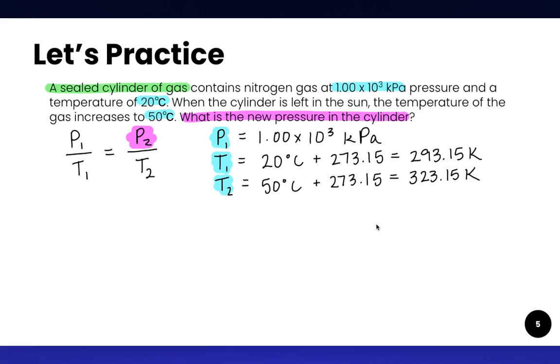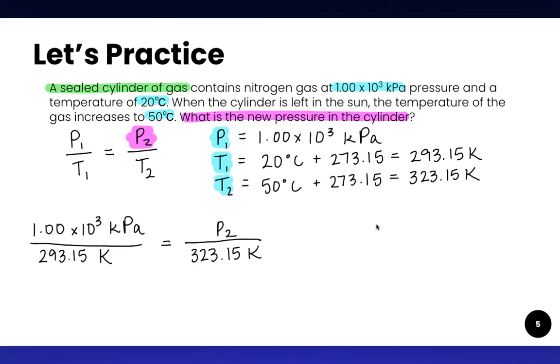Okay, now I'm going to plug everything into the equation and do the calculations. Then I'm going to rewrite this so that I don't have to deal with the fractions. And that's going to be by cross multiplying. And don't let this number right here intimidate you. This just means it's 1,000 kilopascals, but they wrote it in scientific notation so that you would understand that there are three significant figures.